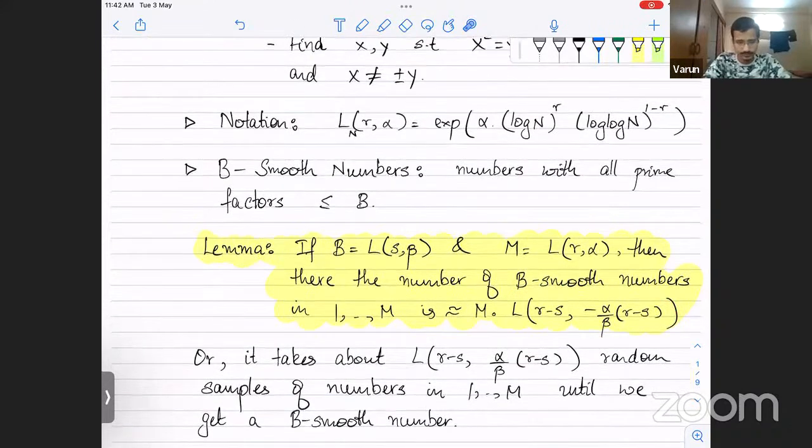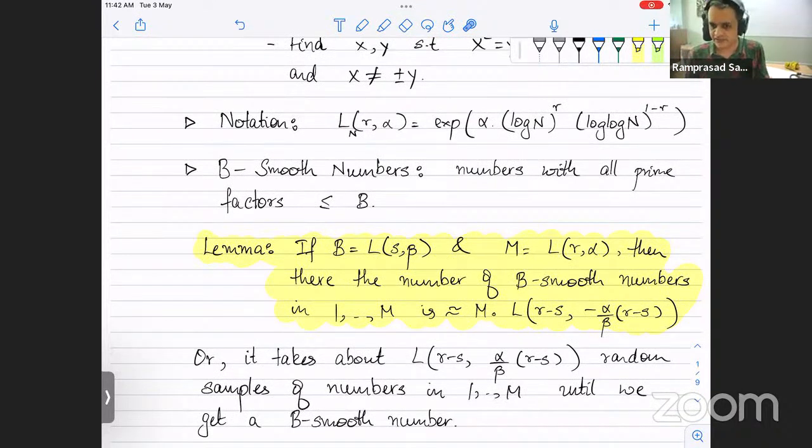Okay. But on the other hand, if you want to think of it in terms of, suppose I want to keep picking up random numbers from 1 through m until I get a B smooth number, how many samples do I need? So the expected sample complexity will be the inverse of this, which is going to be this quantity. So if you're looking for smooth numbers, you will need to try this many times until you get one smooth number. And then you might have to keep doing this again and again and again.